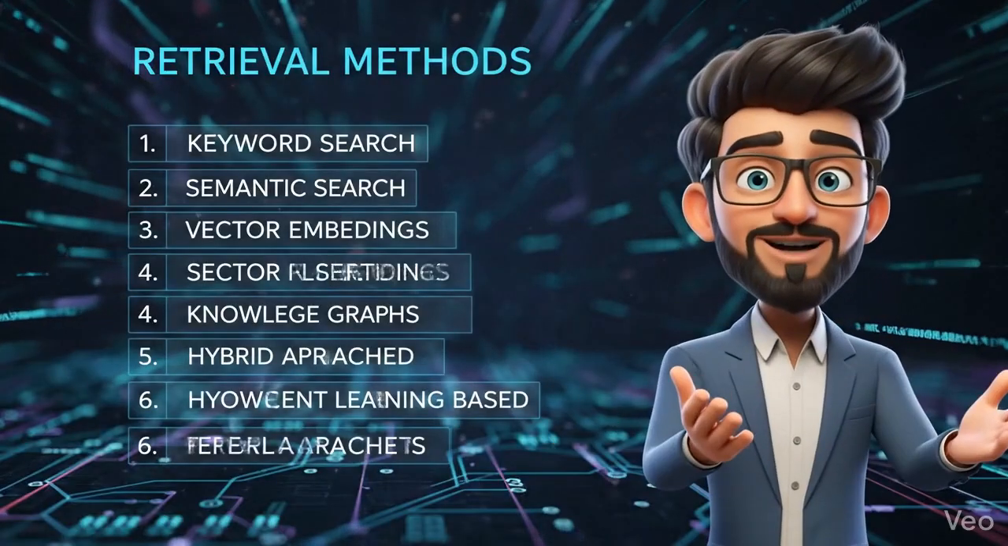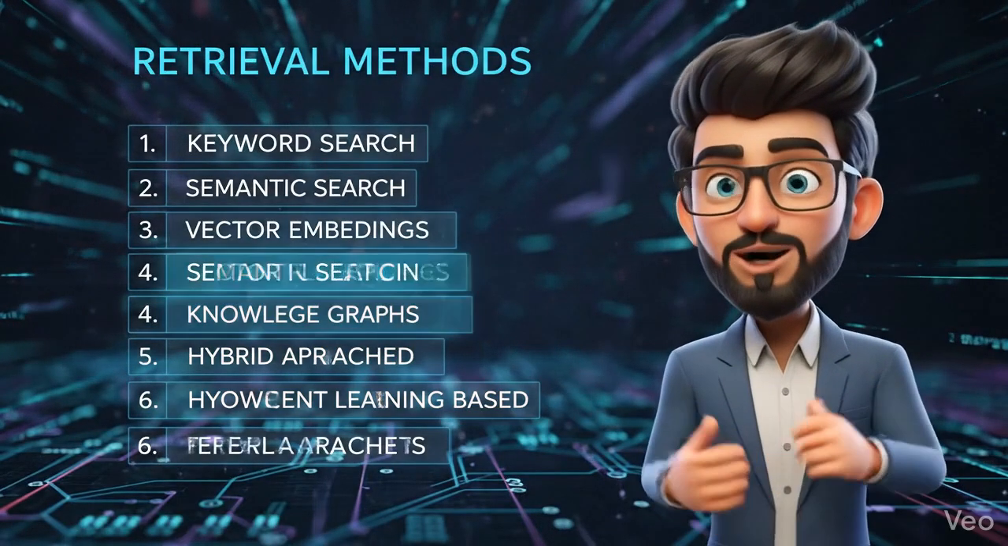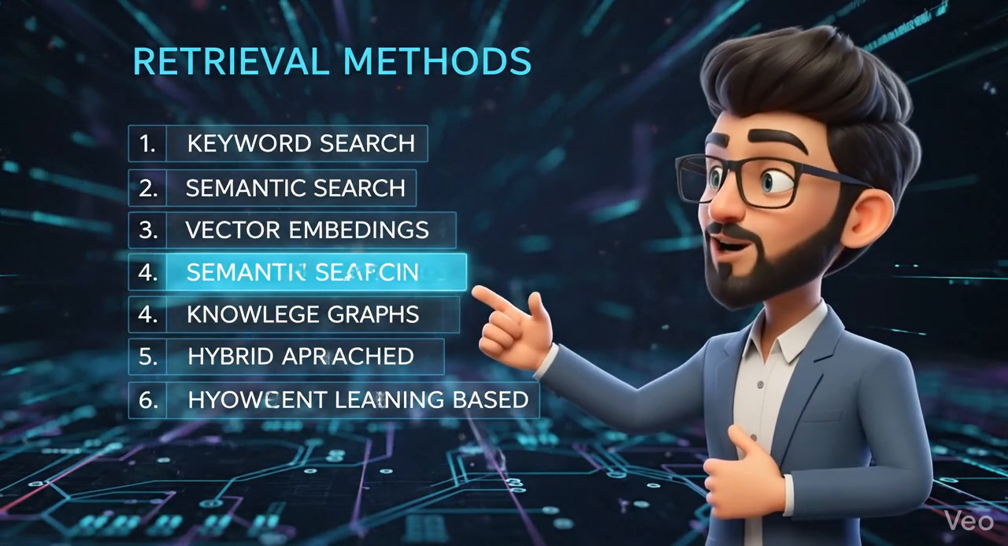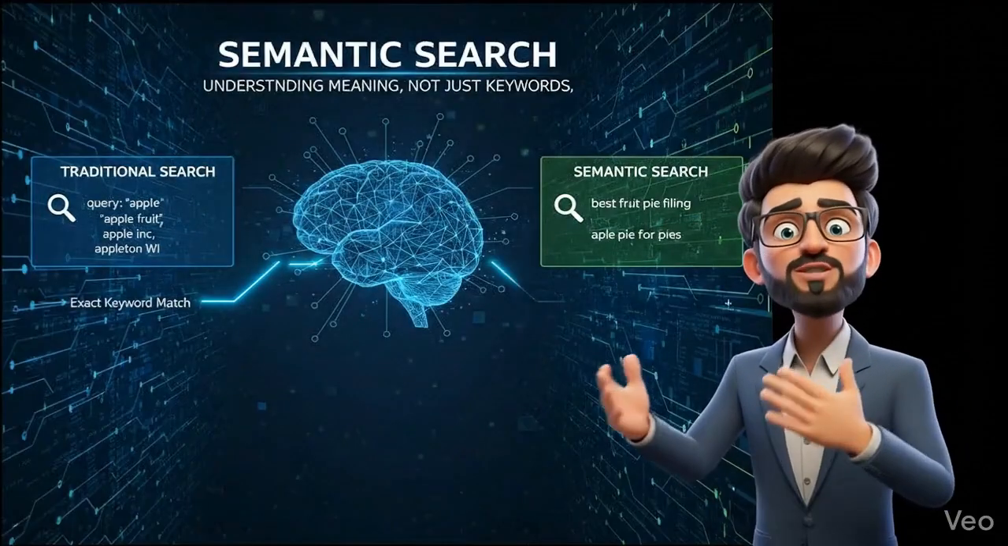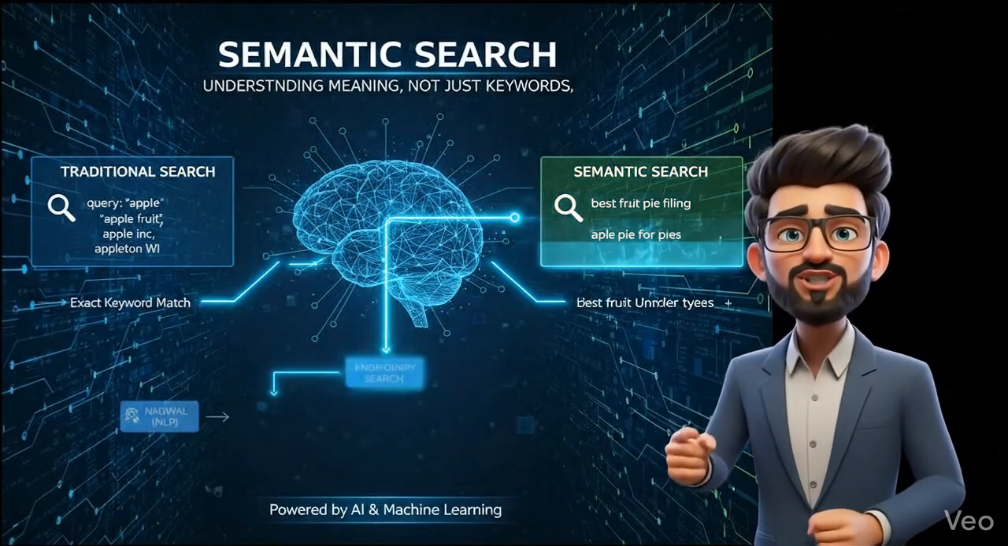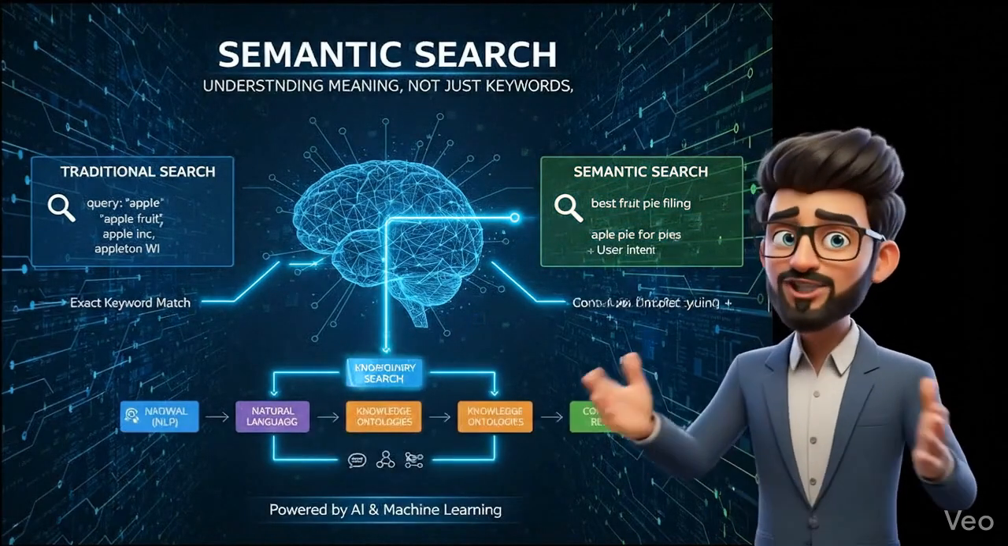Then, optimize your retrieval strategy. Choosing the right method improves context retrieval significantly. Semantic search uses embeddings to find relevant information based on meaning, not just keywords.